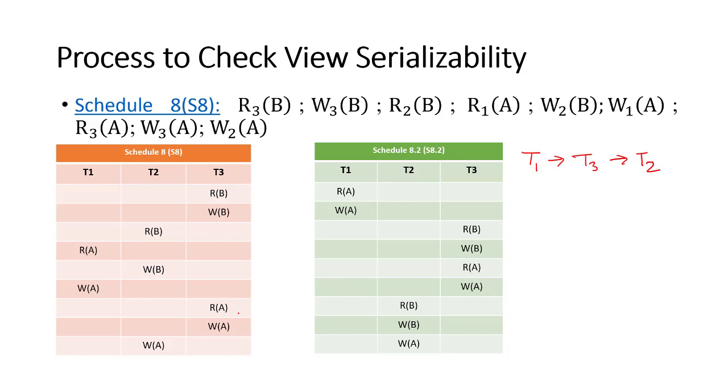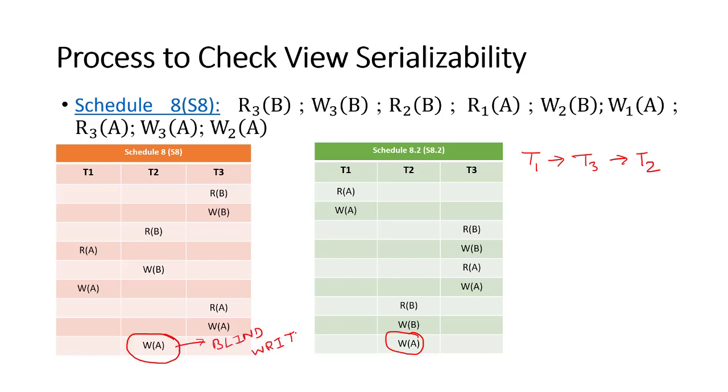Now, what is a blind write? You can see that here transaction 2 is writing a value of A which is not read by it. Similarly, here you can see there is a blind write. So when a transaction writes a value for any data item without reading it, it is called a blind write.